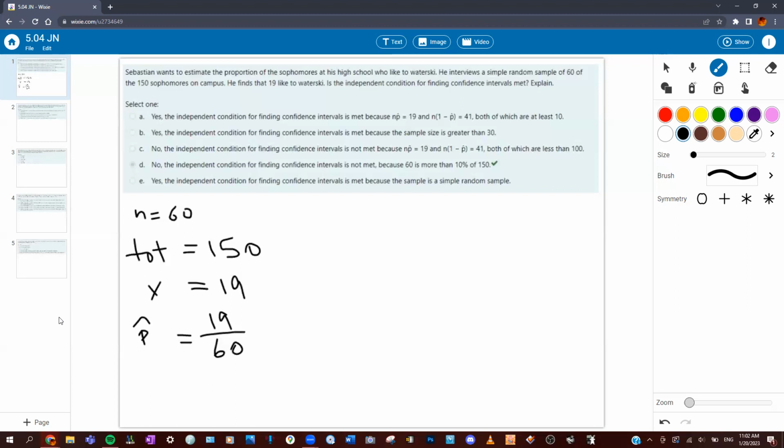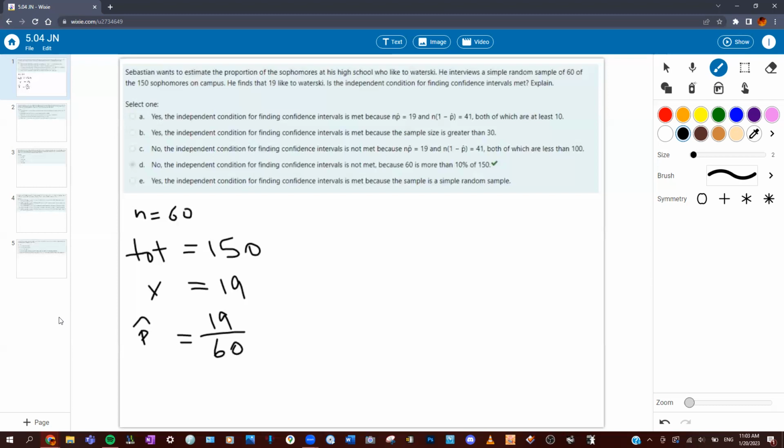So is the independence condition for finding confidence intervals met? What does a confidence interval mean? We don't even have to find one in this question, but it's basically telling us that we are something percent confident that the proportion of something in the population is between something and something. That might make more sense in a second. You'll notice that it's never a chance. It's never a percent chance, okay?